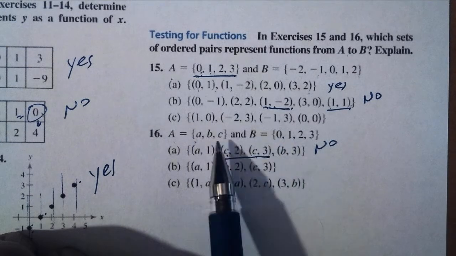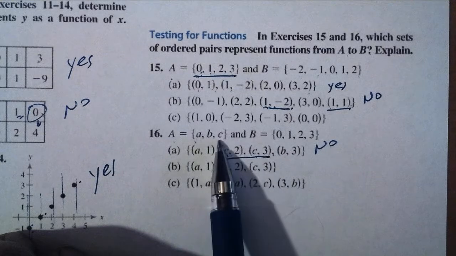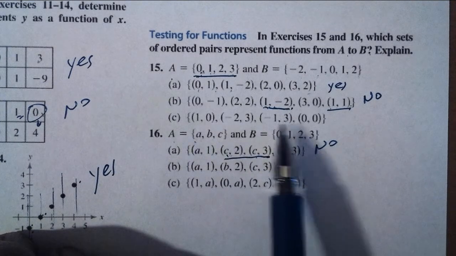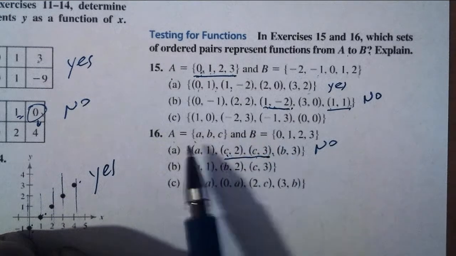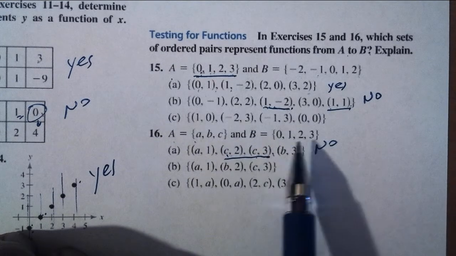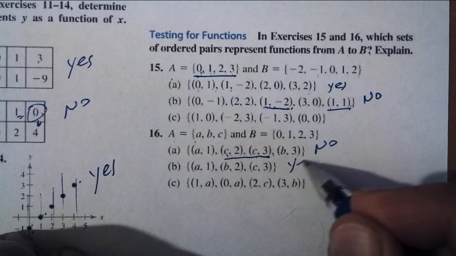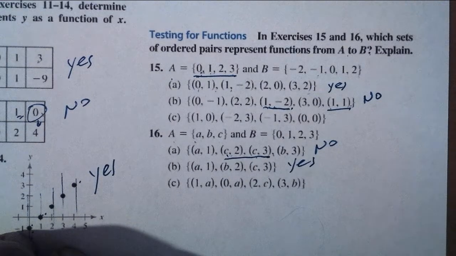A's can be turned into 1s, B's can be turned into 2s, C's can be turned into 3s, and it's okay if we don't produce 0s that day. It's okay if we don't turn anything into 0. A, B, and C each have to be assigned to one element. So yes, this is a function.